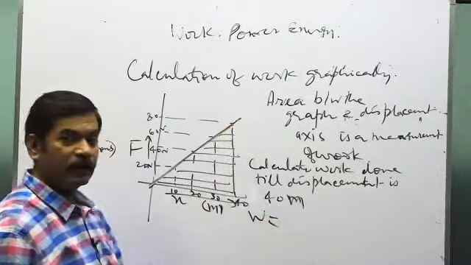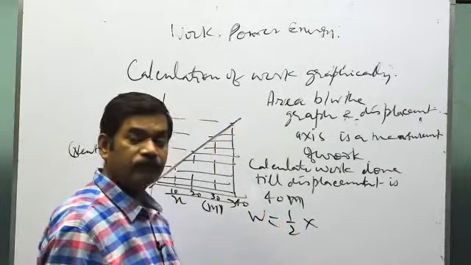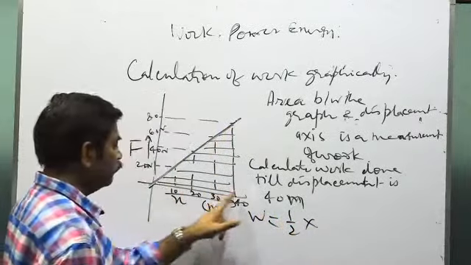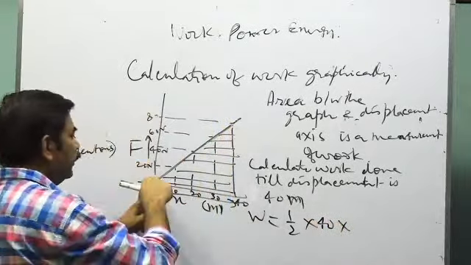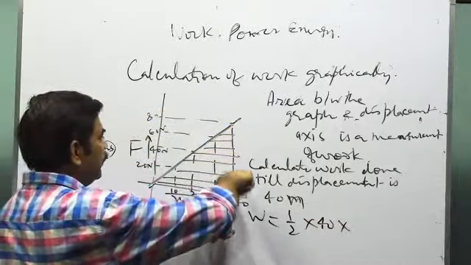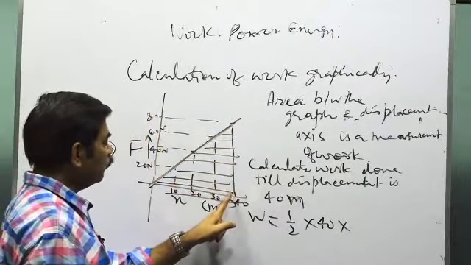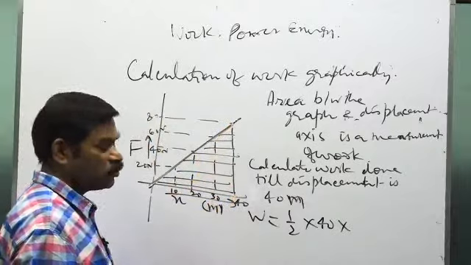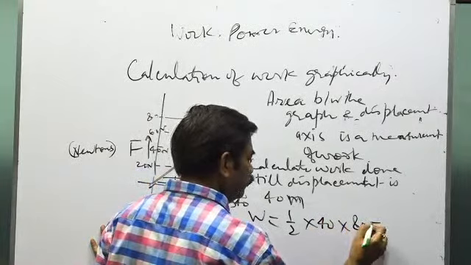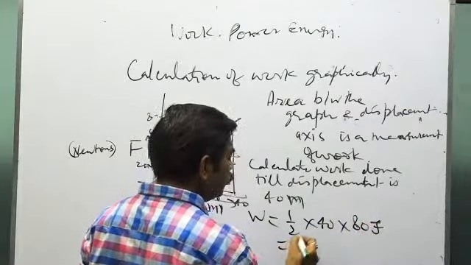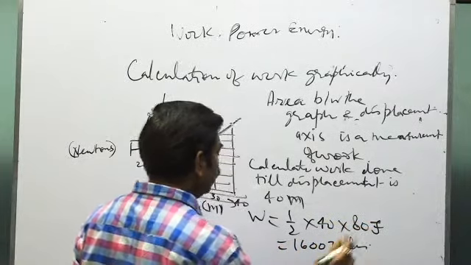It is a right angle triangle. Area of the right angle triangle is half into base into height. How much is the base? 40. How much is the height? 80 newtons, because this is the axis of force. So the height will be 80 newtons. So this is the work done: half into 40 into 80 is 1600 joules. This is the amount of work done.